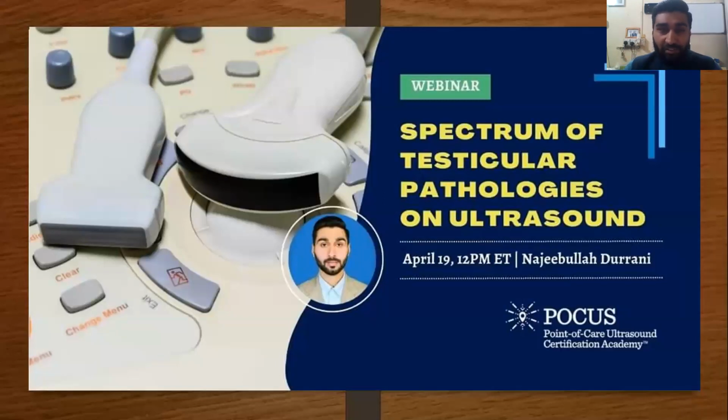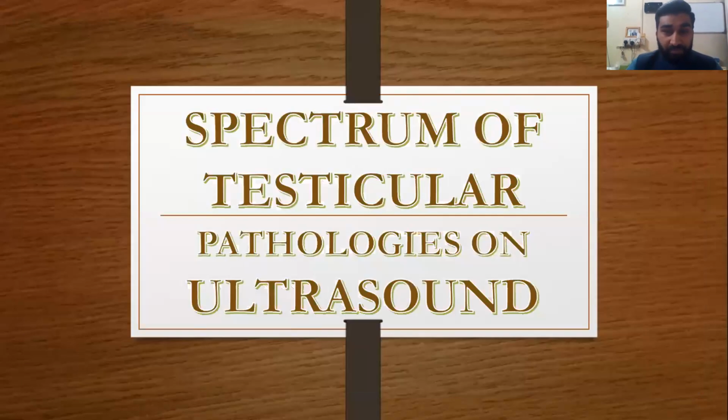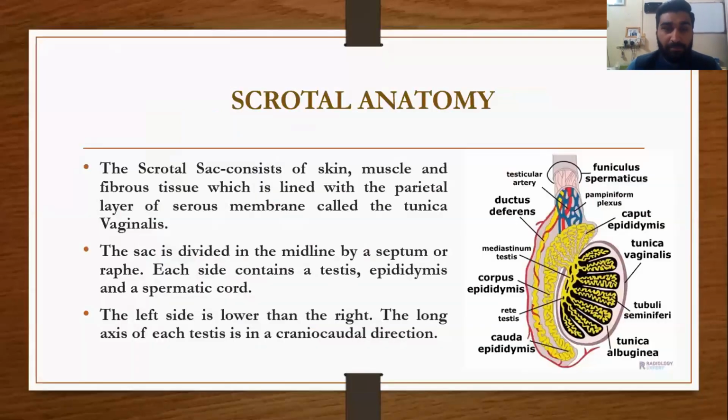They produce testosterone, which is the principal male sex hormone. They need to be about 5 degrees colder to produce sperm through the phenomenon of spermatogenesis. So we are here for the spectrum of testicular pathologies on ultrasound, the title of the webinar.